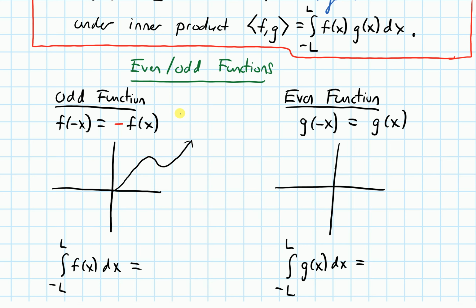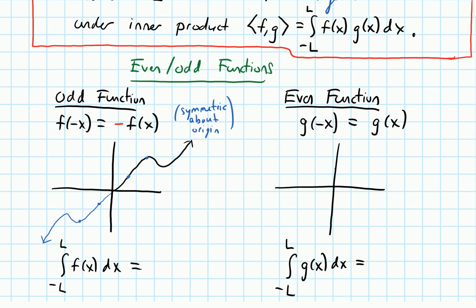graphically, this is symmetric about the origin. Whatever it looks like on one side of the origin, it's going to be the mirror image of that on the other side of the origin. So the mirror image of this point through the origin would be down here. The mirror image of this point across the origin would be down here. If we draw all those mirror images, it's going to look something like this. That's what an odd function would look like.